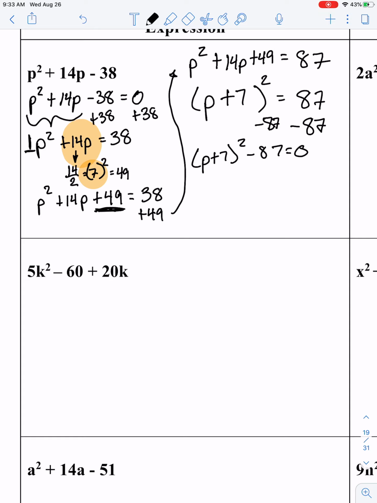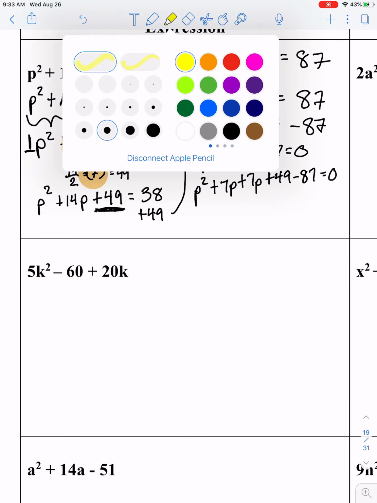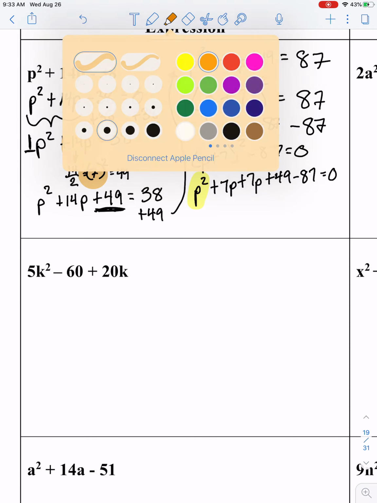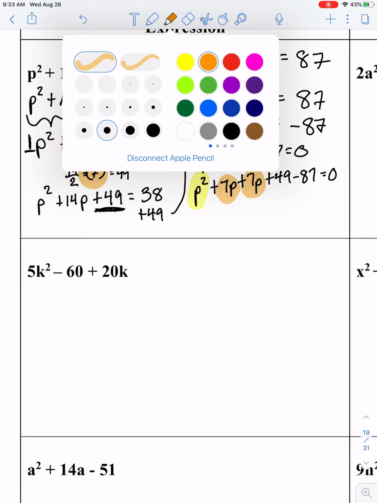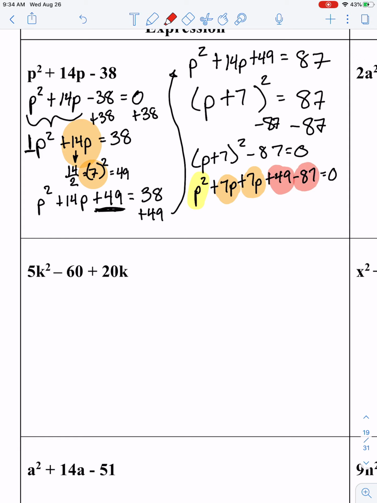You can double check this really quick by FOILing or doing a box method. p squared plus 7p plus 7p plus 49 minus 87 equals 0. Combine like terms. Degree of 2, degree of 1, degree of 1. Constant, constant. p squared plus 14p minus 38. And this equation that you end up with should come back and be your original equation.